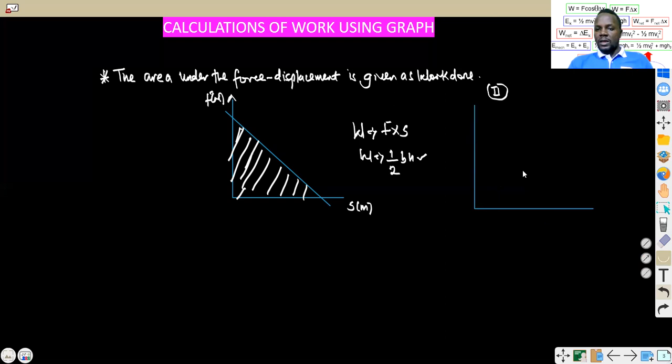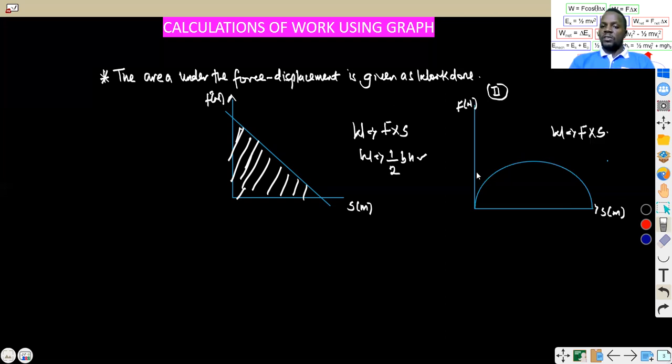So maybe I should consider a semicircle like this diagram, not drawn to scale. And I am showing you that this is also a force displacement graph. Force is measured in Newton, displacement is measured in meter, and you have to calculate the work done for this shape. The work done on this shape is F times S, which is the same thing as the area of the shaded portion. Students need to be careful about all these elementary things.